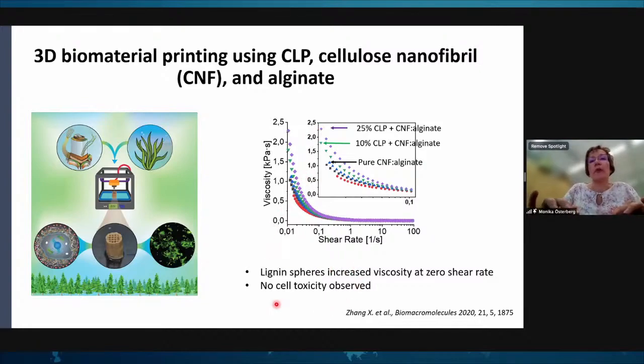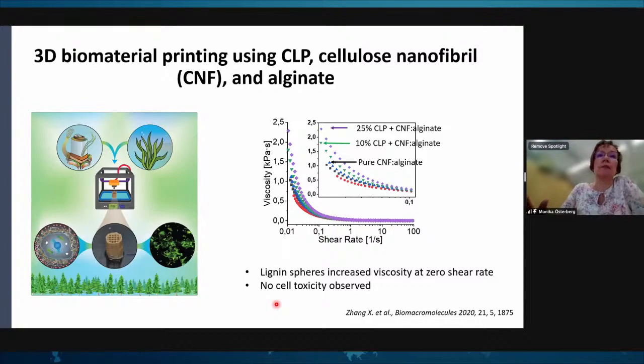Interestingly enough, we also saw that there was no cell toxicity observed due to the lignin particles. This could be used then to get higher printing resolution and also a bit more stable printed scaffolds. And of course, the fact that we can incorporate the lignin particles and they show no cell toxicity means we can also utilize their antioxidant properties and antimicrobial properties, which might be quite useful in many of the biomedical applications.